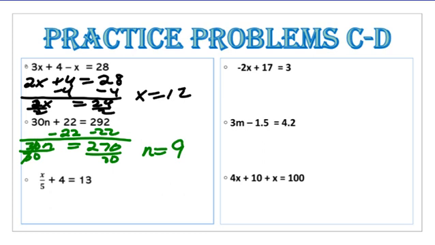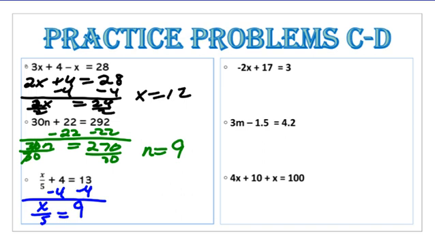Next one, we have a fraction in there. X divided by 5 plus 4 equals 13. Still do the same thing. We subtract 4 on both sides. So now we have x divided by 5 equals 9.